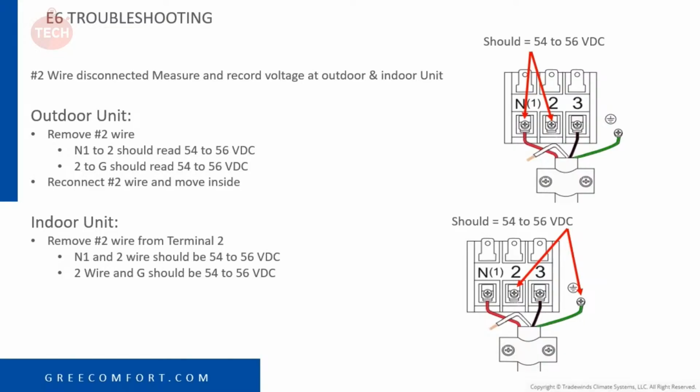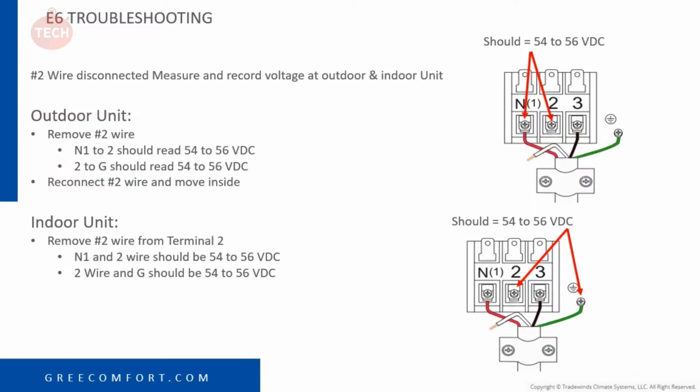You can also check 2 to ground. 2 to ground should be right about that 54 to 56 volts DC. Again, 55 is ideal. If you go to the indoor unit, of course, you have to connect number 2 on the outdoor unit and then go inside and remove number 2 from the indoor unit.